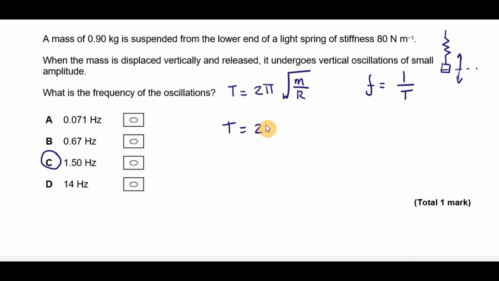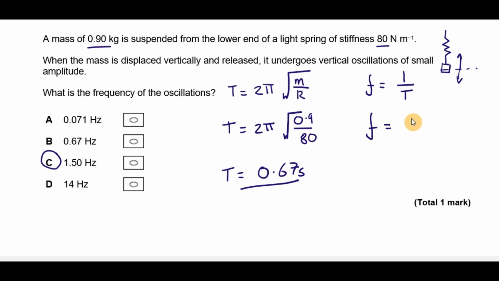And the time period is going to be equal to 2 pi multiplied by the mass, which we're given as 0.9, over the spring constant, which is 80 newtons per meter, and we need to square root both of those. If I put that into the calculator, we get a time period of 0.67 seconds. And I can use this time period in this equation to find the frequency.